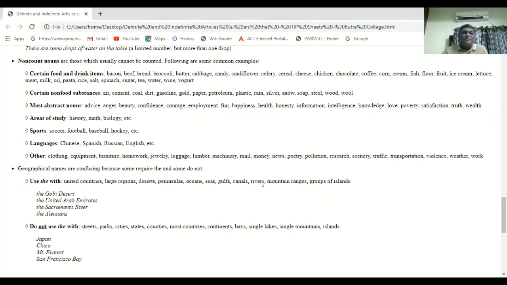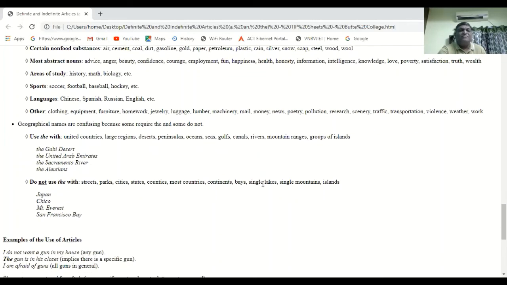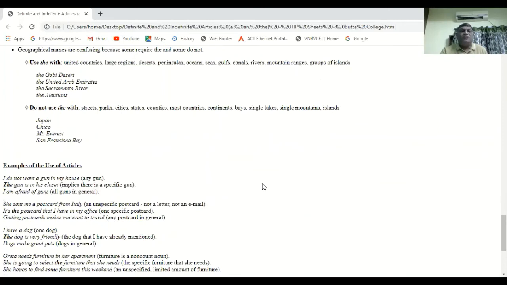And then where do we use the article "the"? For example, when you are talking about geographical names. What are the geographical names? Use "the" with a number of countries. If you are talking about a single country, you will not use "the." When you are talking about a group of countries, for example, United States of America, United Kingdom, that is why we say the USA, the USSR, the UK, the West Indies.